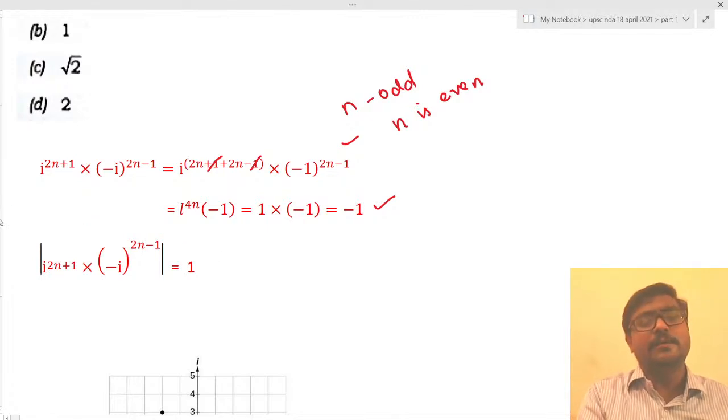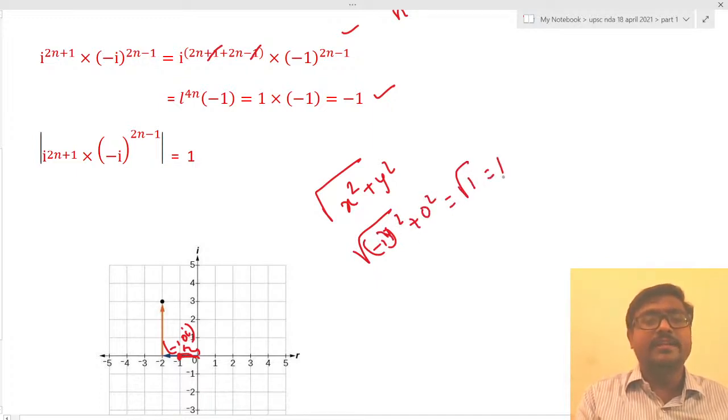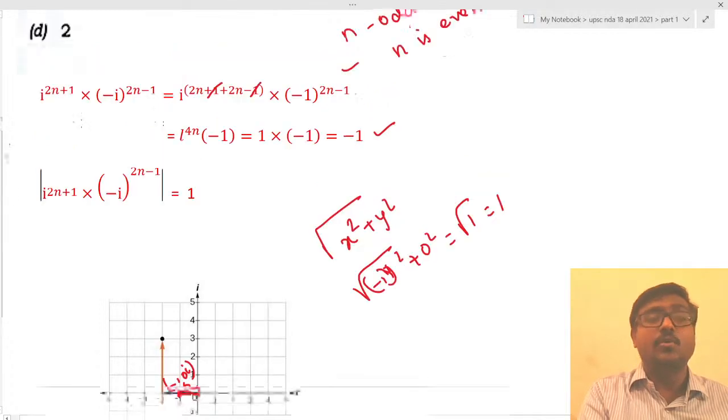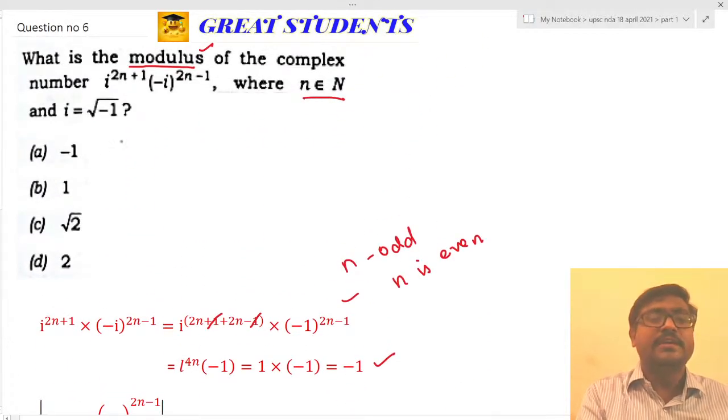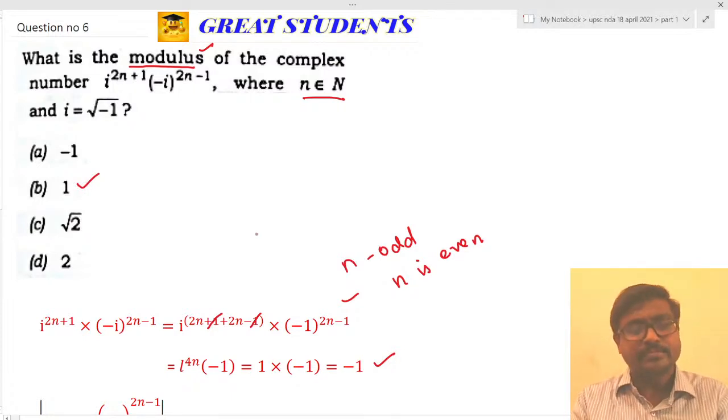Otherwise, we can use the modulus formula: square root of x square plus y square. Here x is minus 1, so when you substitute, minus 1 whole square plus 0 square, you will get root 1, that is 1. So anyway, the answer is that 1 is the modulus of this. Note this point: we cannot put minus, only a positive value we have to put. So option B is the right answer for this question.